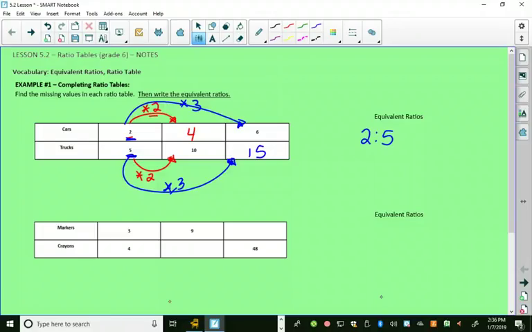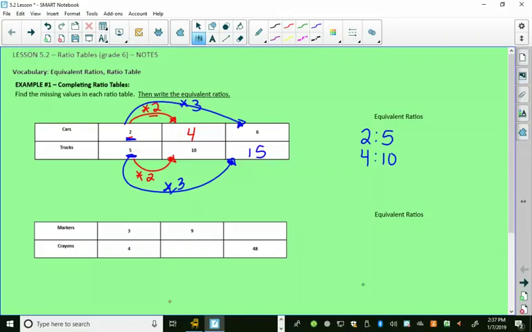Another ratio I can pull from this table could simply be the second column. When there are 4 cars, there are 10 trucks. So the equivalent ratio would be 4 to 10. And at this point, I have at least 2 ratios that are equivalent, so I technically could be done. If I wanted to, I could actually add a third because this table has 3.